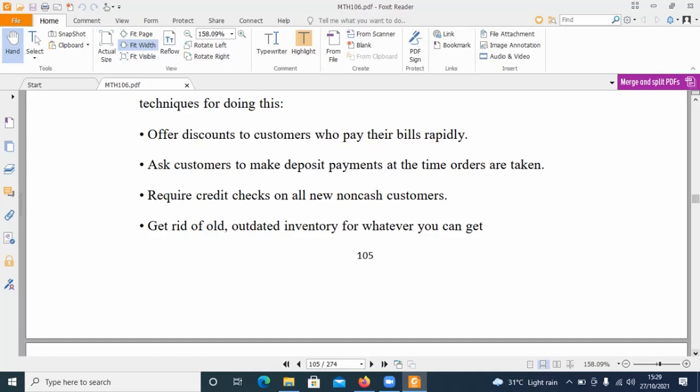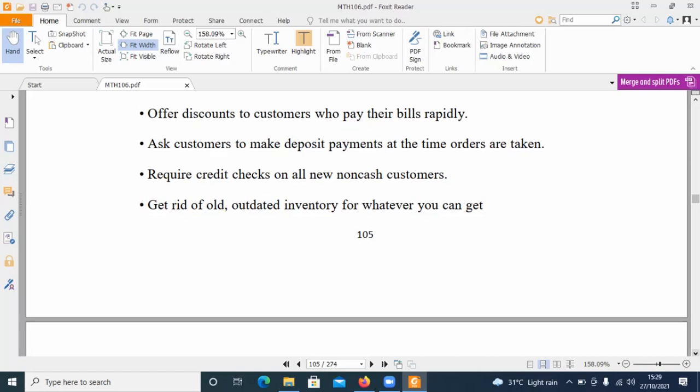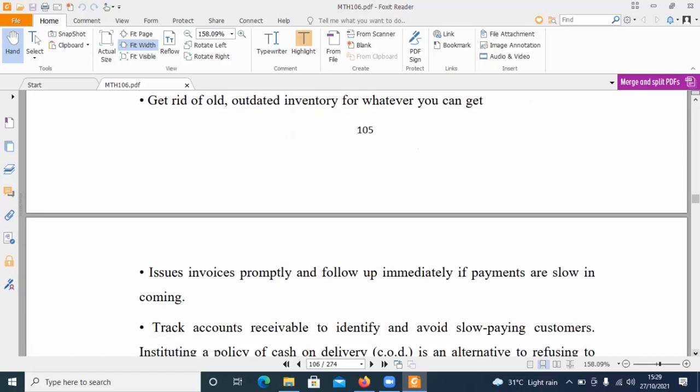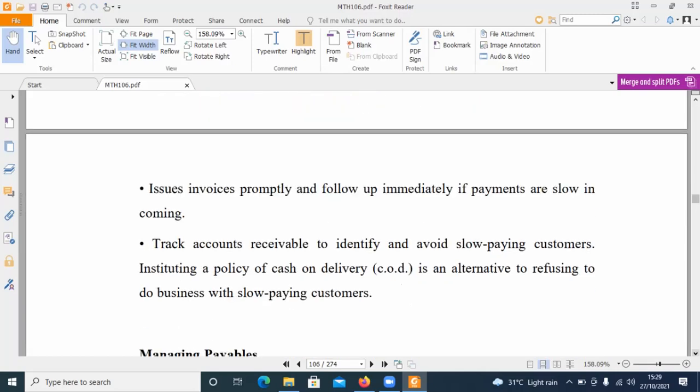Require credit checks on all new non-cash customers. That's another way. You are expected to do a credit check on non-cash customers. Then get rid of old, outdated inventory for whatever you can get. That's another way. Invoice promptly and follow up immediately if payments are slow in coming. So these are ways of improving your receivables. Track accounts receivable to identify and avoid slow-paying customers, and institute a policy of cash on delivery.